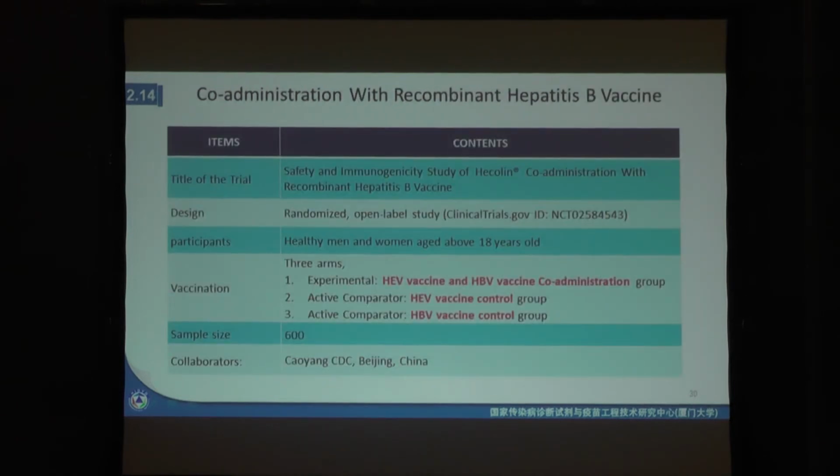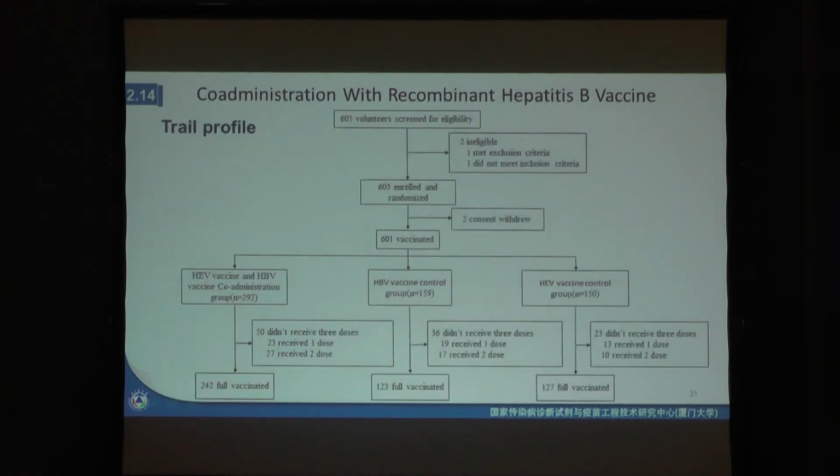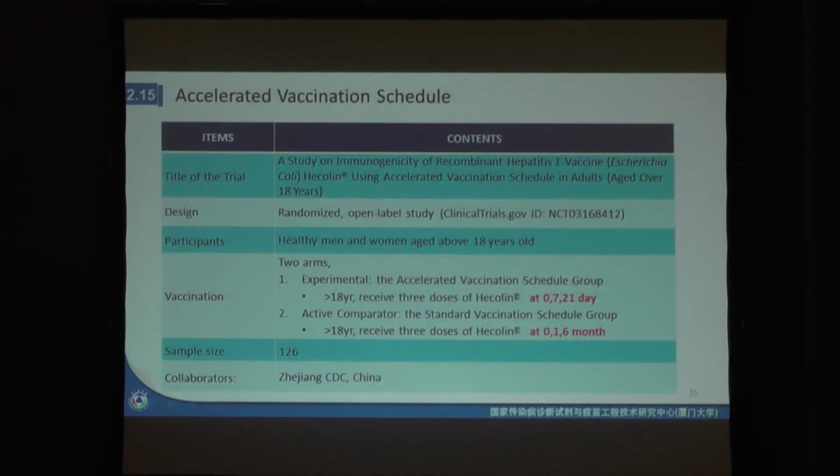And this is a study for the co-administration with recombinant hepatitis B vaccines. This is a randomized open label study in Beijing, in Chaoyang CDC. These people were randomized to receive the HE vaccine together with HPV vaccine. Another group received HPV vaccine only. And the third group received HE vaccine only. To analyze the immunogenicity and safety in this population.